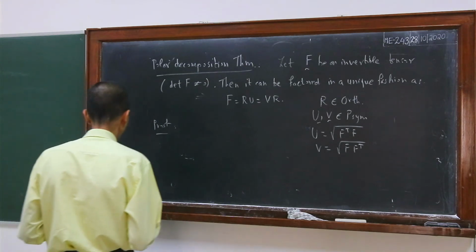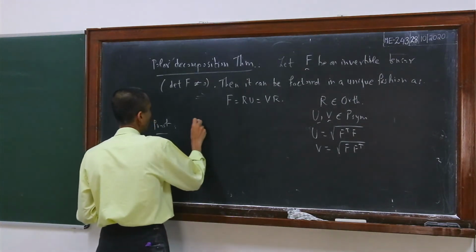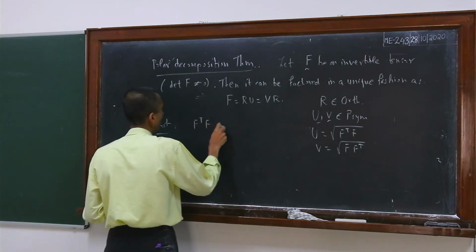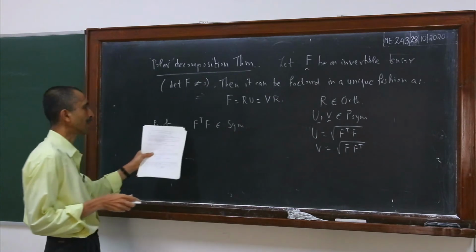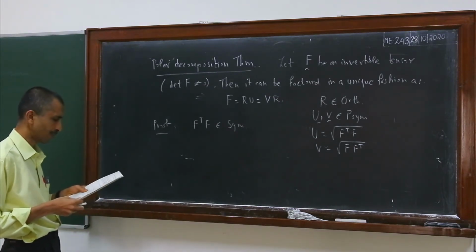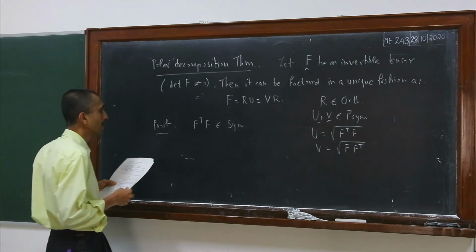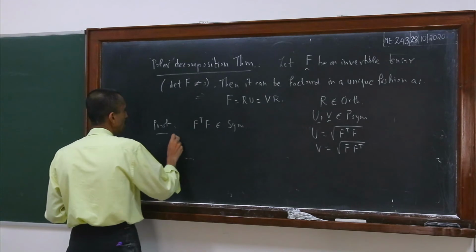So first, for the proof, this F transpose F is obviously symmetric, right? It belongs to Sym. Okay? Because if you take the transpose of this particular tensor, you get back the same object. So F transpose F is obviously symmetric. It is also positive definite. Okay, so that is not so obvious. Let us try to see that.